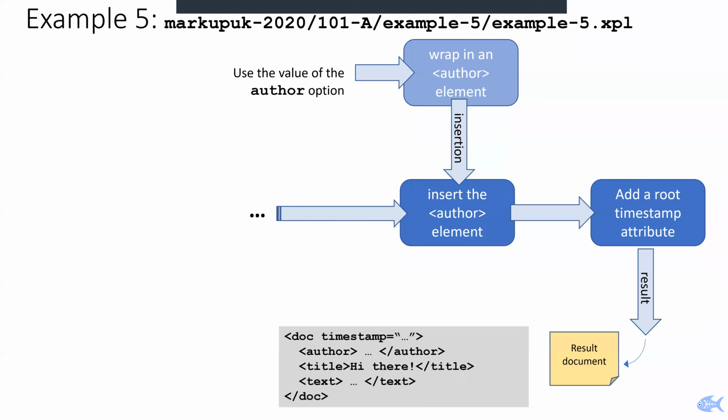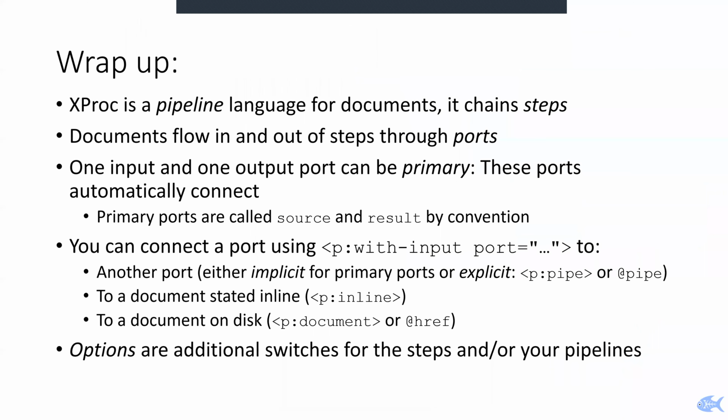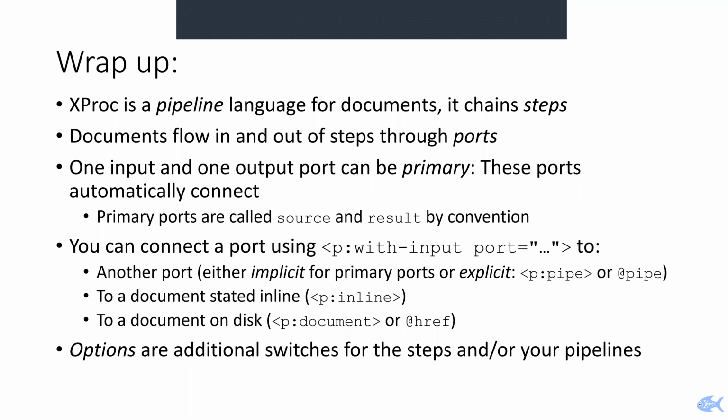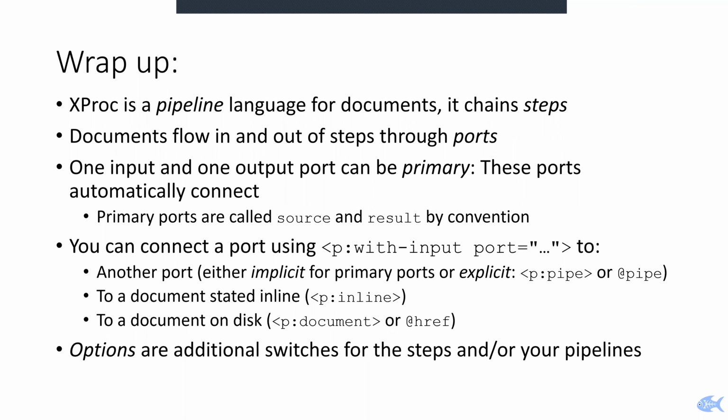All right. That was it for our first one-on-one session. Let's just wrap it up very quickly. XProc is a pipeline language for documents. It chains steps together. Documents flow in and out of steps through ports, which are very important, which you should be aware of. One input port and one output port can be primary, and these ports automatically connect, and they are called source and result by convention.